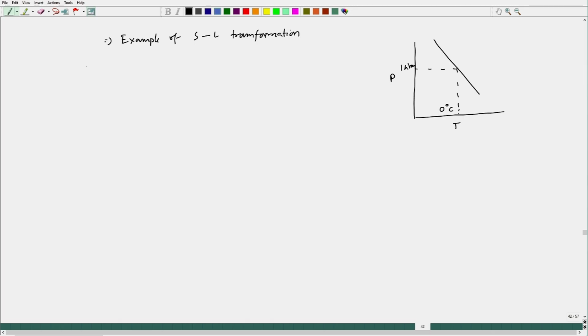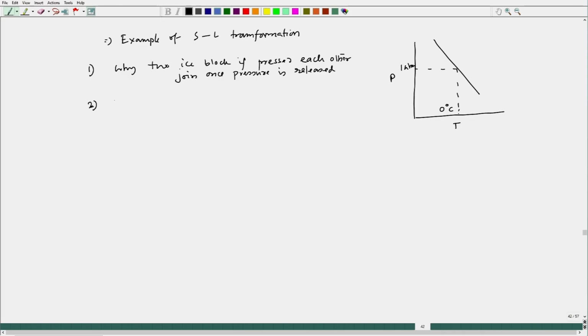Now, one example is: why do two ice blocks, if pressed against each other, join once the pressure is released? We started talking about this in the last class, so we will try to analyze that.